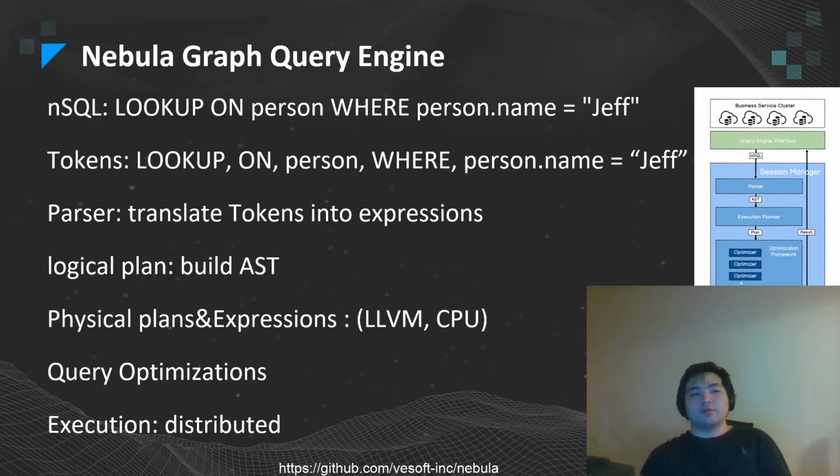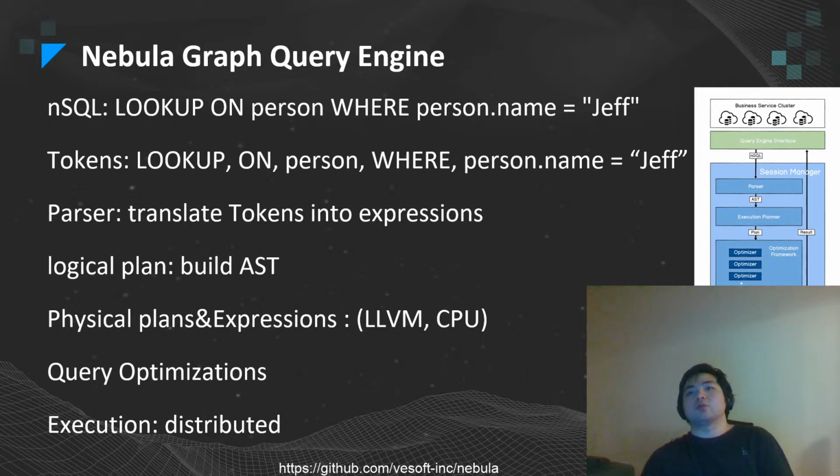In general, if we have a Nebula query, let's say we just find the people whose name is Jeff. That is a simple query, but that is how humans read queries, not how machines read them. Machines generally break a query into several parts. Firstly, it will run the lexer and parser.